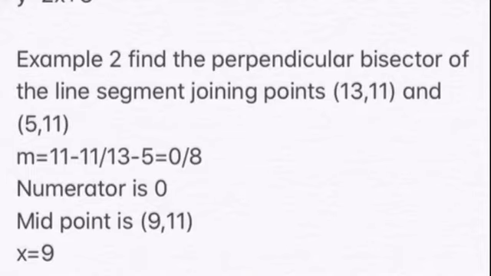Then we will end up with an equation. Since we know that the numerator is 0, the line is vertical. And for certain, it will pass through the midpoint (9, 11). And it will pass through the x-axis at (9, 0). Therefore, the equation is x equals 9.